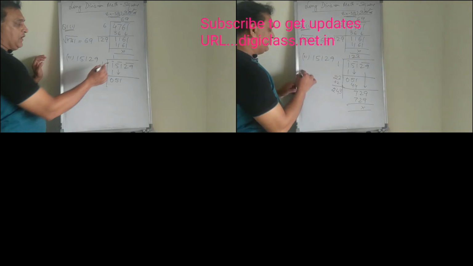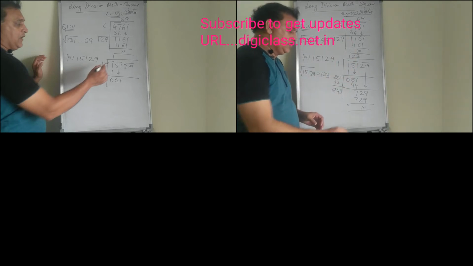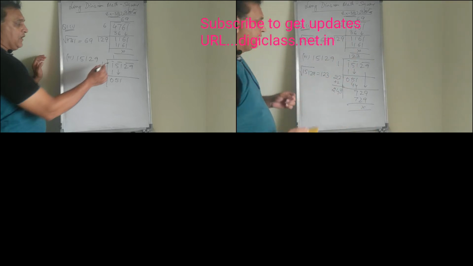So the square root of 15129 is nothing but 123. That is our answer. So it's a very simple way, just you have to pair the numbers and solve it. So let us take another example of it.